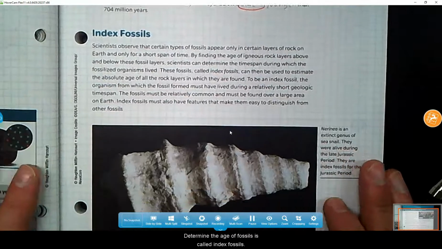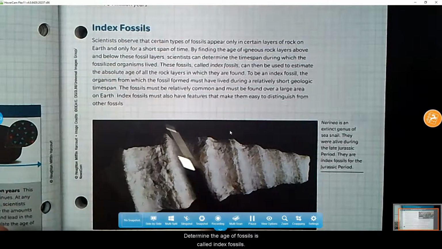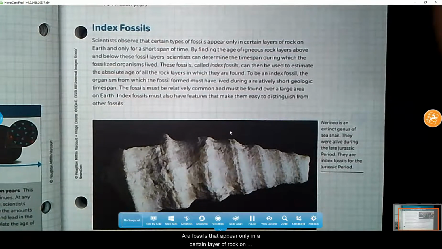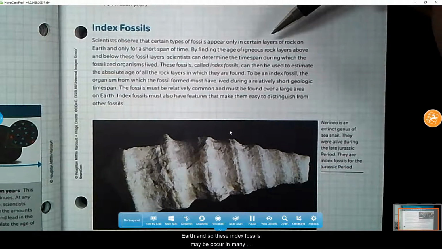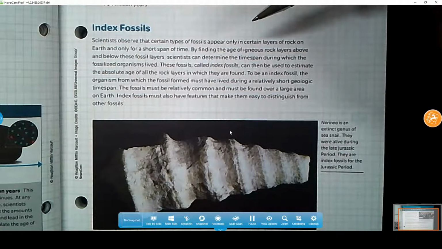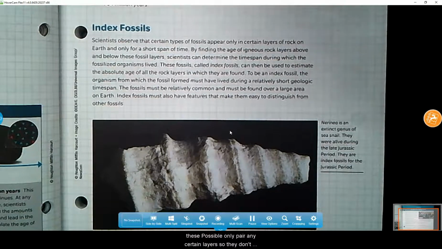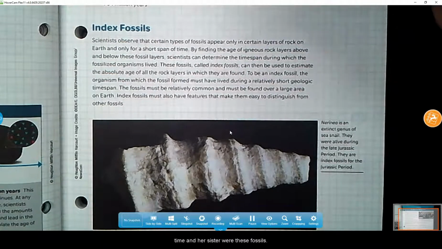The other thing that scientists use to determine the age of fossils is called index fossils. Okay, so index fossils are fossils that appear only in a certain layer of rock on Earth. And so these index fossils maybe occur in many places around Earth. It's an organism that lived in a lot of different places around the Earth, but these fossils only appear in a certain layer. So they don't appear in more than one layer. It was just a particular time in Earth's history where these fossils lived. And these are called index fossils.